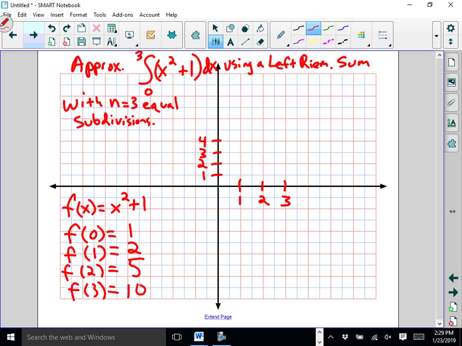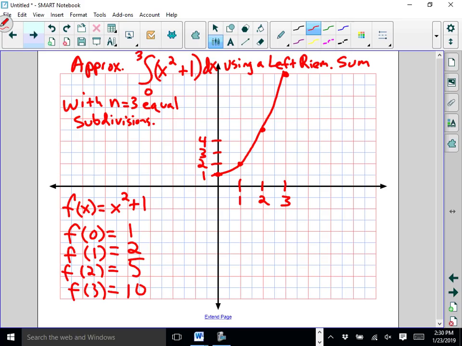So (0, 1) would be right here. (1, 2) would be right here. (2, 5) would be right here. And (3, 10) would be all the way up here. Okay. And I'm just going to connect these. We know it's a quadratic, so it's got some curve to it. And it looks something like that. And again, I want to approximate the area of the shape there. What is that area between the function, the red line, and the x-axis?